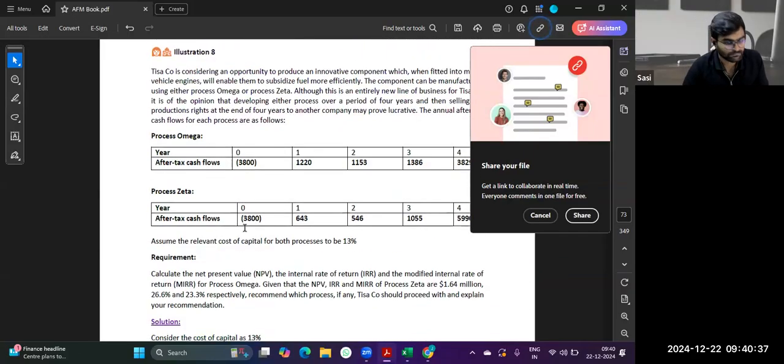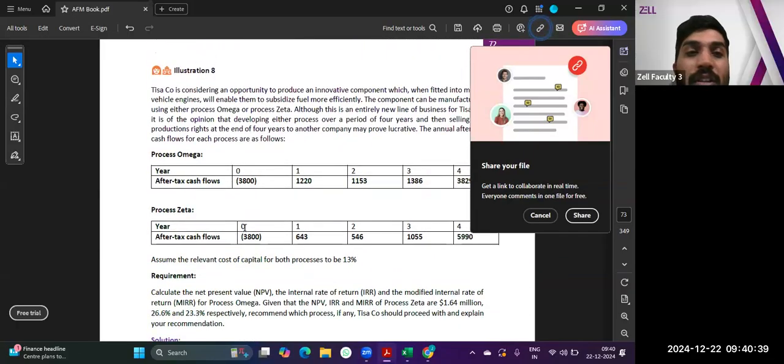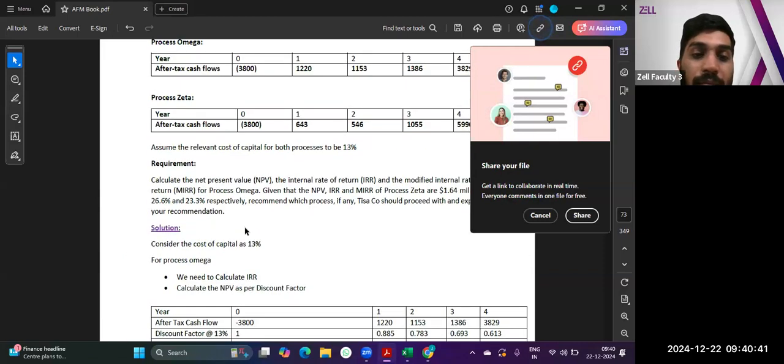Okay. This is illustration number 8. Okay.